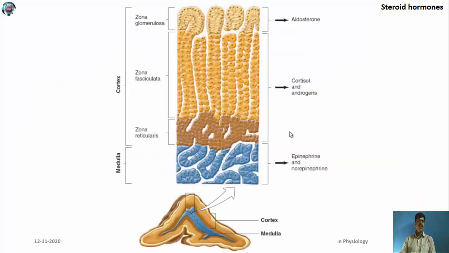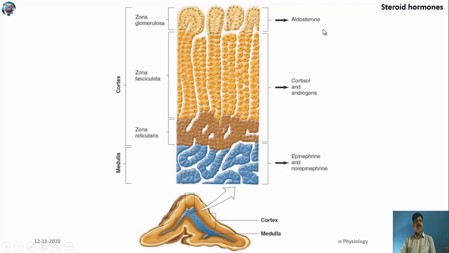You can see now the structure of an adrenal gland. This adrenal gland contains an outer region which is known as the cortex, and an inner region which is known as the medulla. The cortex region is further divided into three regions: zona glomerulosa, zona fasciculata, and zona reticularis. The zona fasciculata and zona reticularis produce cortisol and androgens, whereas the zona glomerulosa produces the hormone aldosterone.